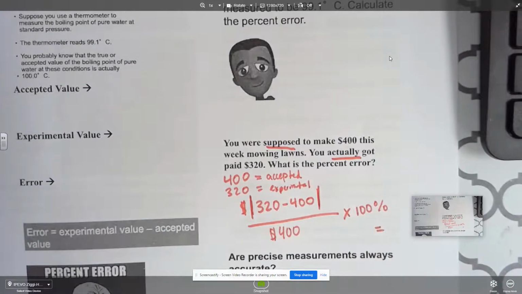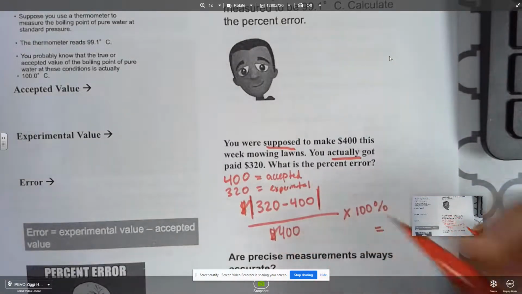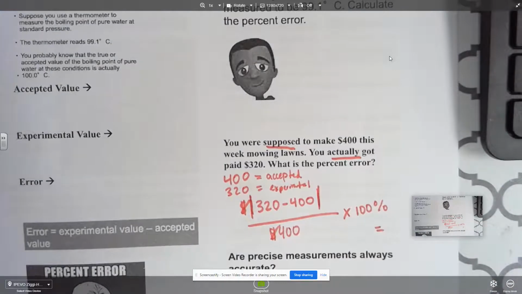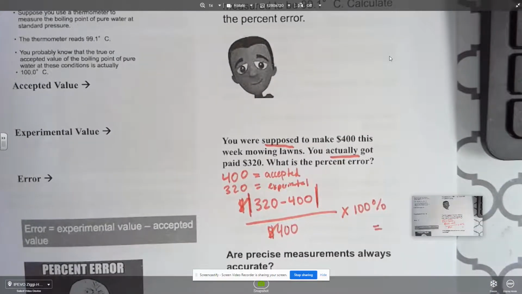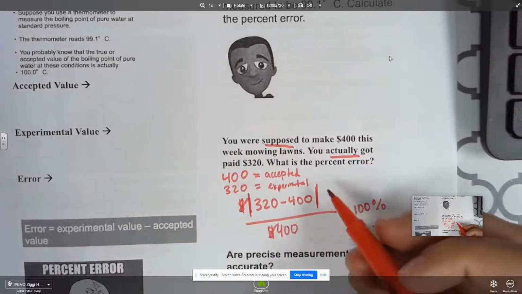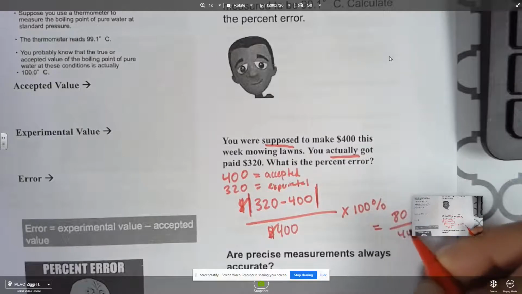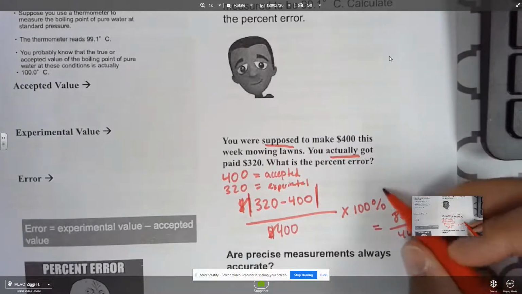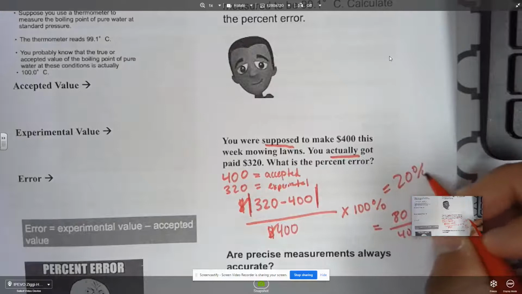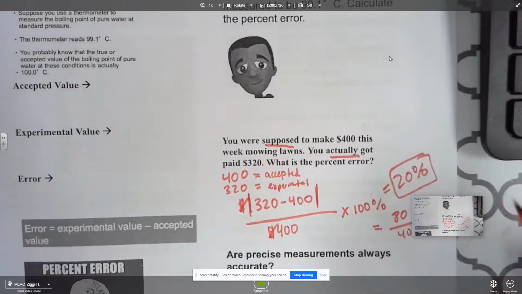So we actually cancel out our units, which is a good thing, because the percents do not have units. So this is going to be 80, well, negative 80, but the absolute value cancels that out. Over 400, and then we multiply that times 100%. Okay, that's going to be 20%, or a fifth.